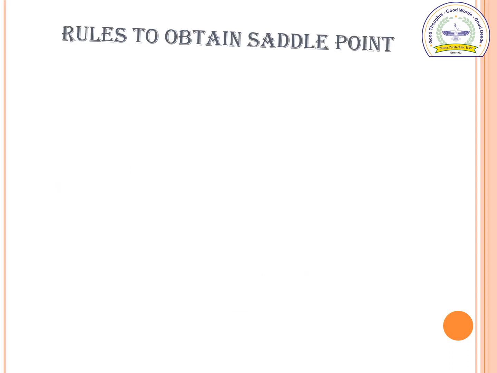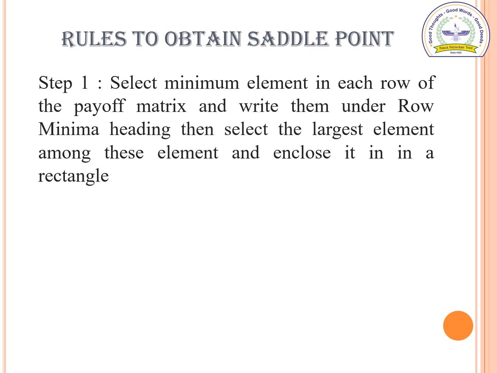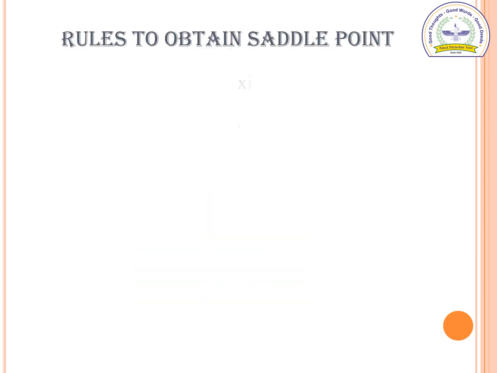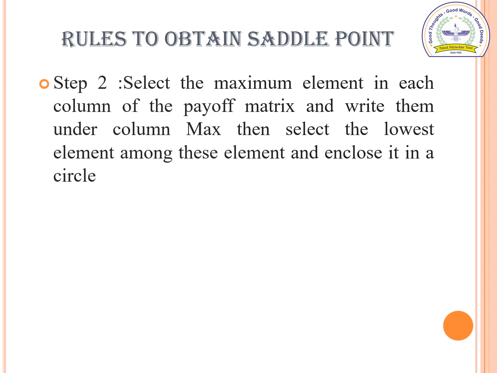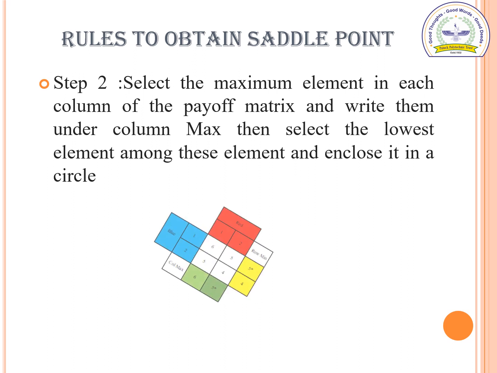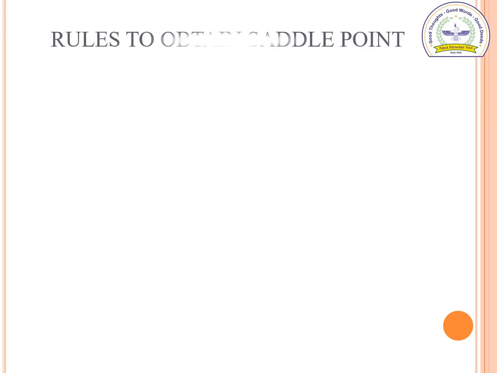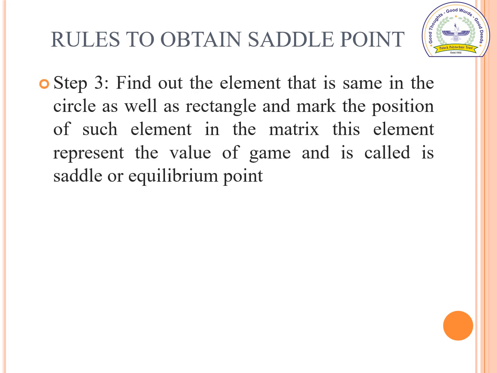Rules to obtain the saddle point. Step 1. Select the minimum element in each row of the payoff matrix and write them under the heading row minima. Select the largest element among these elements and enclose it in a rectangle. Step 2. Select the maximum element in each column of the payoff matrix and write them under column maximum. Then select the lowest element among these elements and enclose it in a circle. Step 3. Find the element that is the same in the circle as well as the rectangle and mark the position of such element in the matrix. This element represents the value of the game and is called the saddle point.